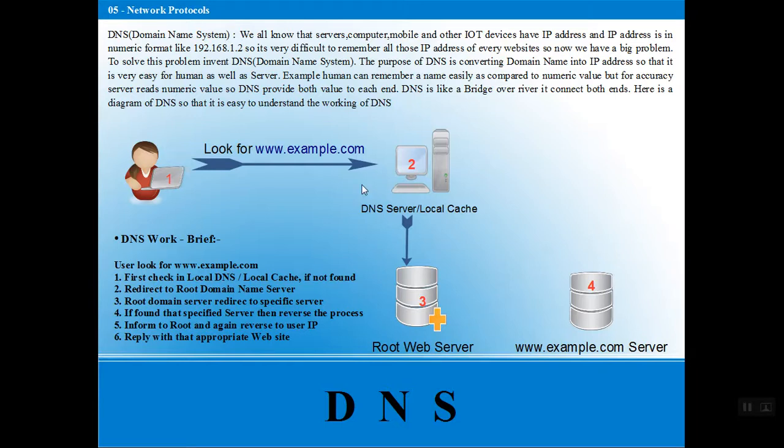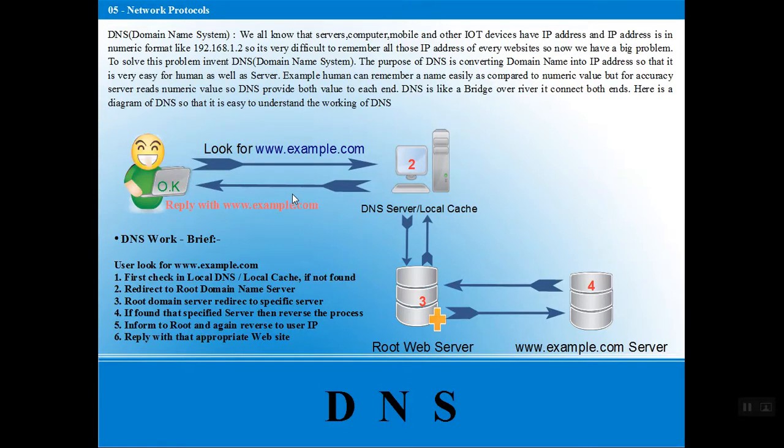it forwards the request to that example.com server, and the data is found with that server. Then the server replies to our root server that here's your data, you can get the query. Then the root server sends it back to our DNS server or local cache, and this local cache reflects it to us and gives us our reply, here is your result, you can go ahead and open your browser.